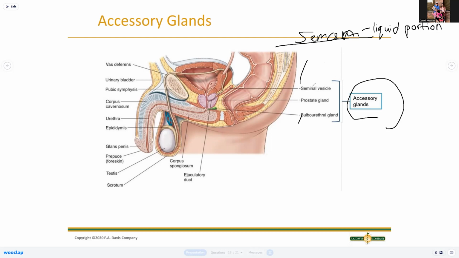So the seminal vesicle, okay, is a fructose solution, fructose being a type of sugar, if you remember.